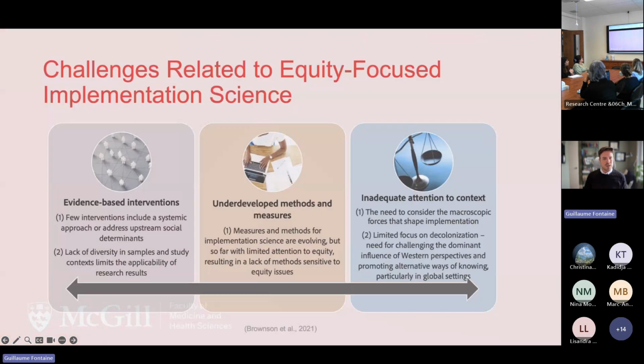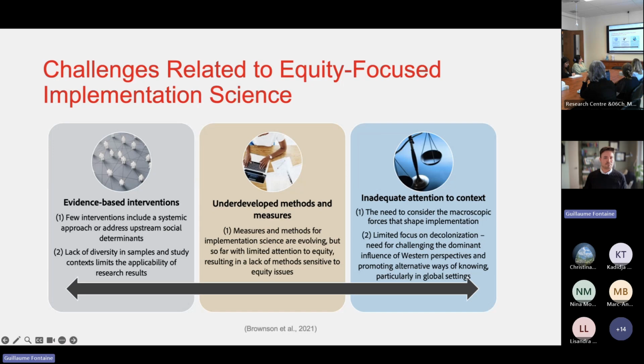And finally, I have two slides left in my talk. The first one is that we have a lot of challenges to do this work. First is that there are very few interventions that include a systemic approach and that address upstream social determinants. If you look at the current evidence base, at Cochrane, at all of those different systematic reviews, very few reviews have been done looking specifically at equity-promoting interventions or interventions that address social determinants of health. So the evidence base is growing, but we do need to do a lot of work. And across different studies, of course, we have a huge lack of diversity in study samples and contexts, and that's really limiting the applicability of the results.